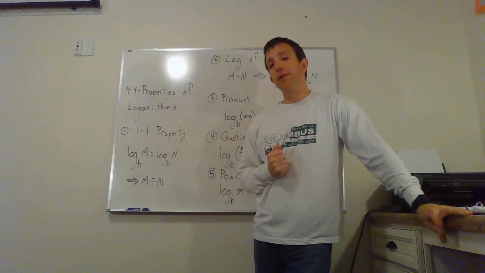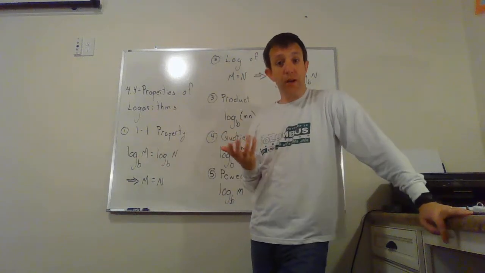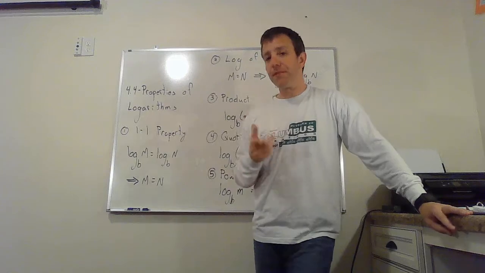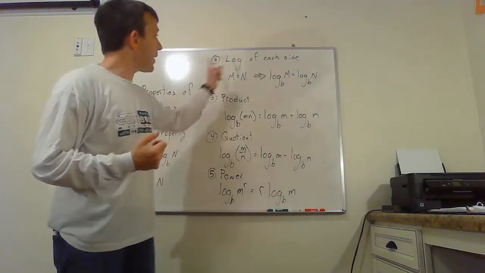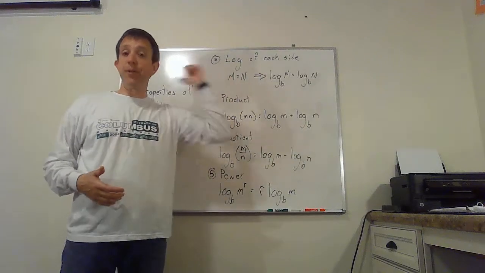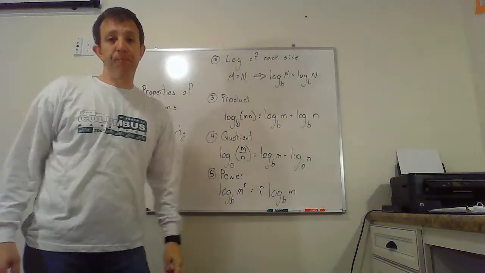When we start solving equations that have logarithms in them, if we have the same two logs equal to each other with the same base, we can just get rid of the logs. But that's for another day. The second property is called the log of each side. If you have two things that start out equal, then as long as you use the same base, the log of those two things are also equal.